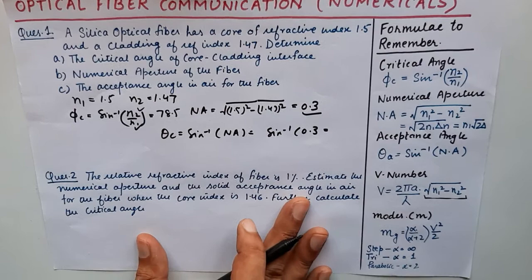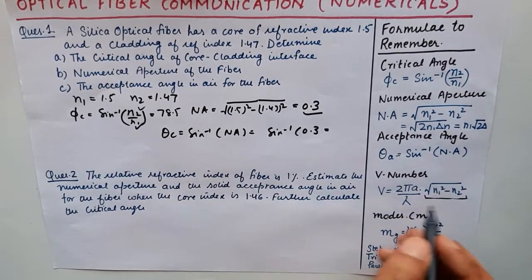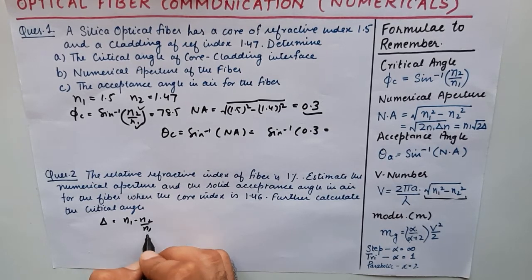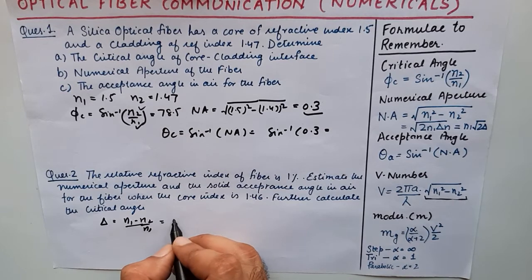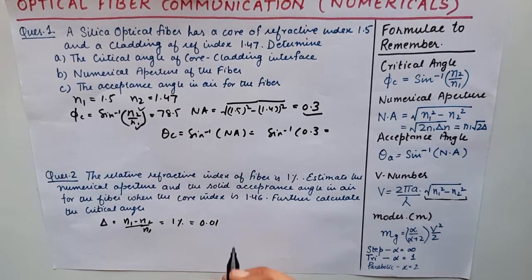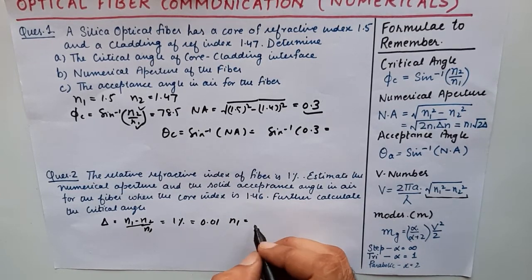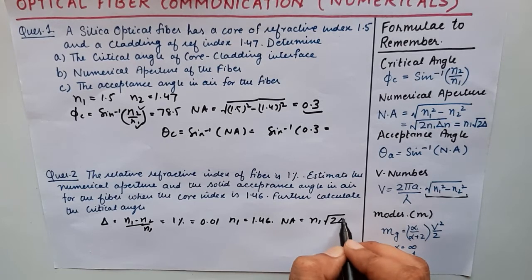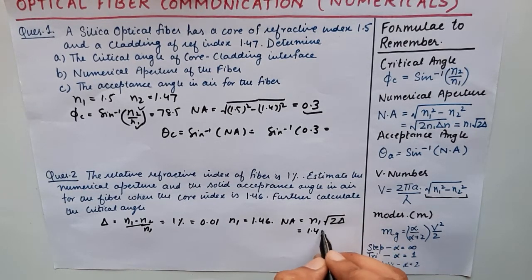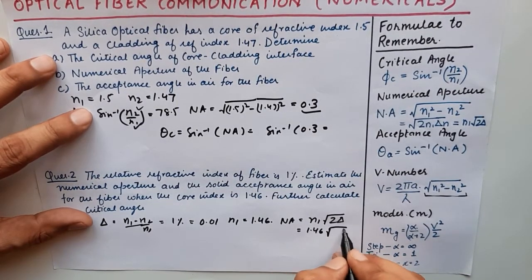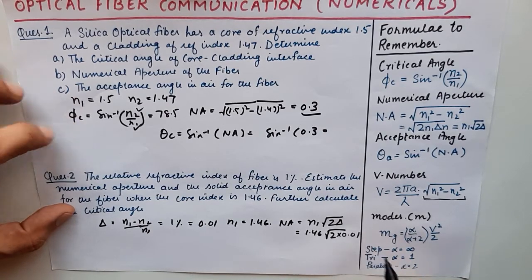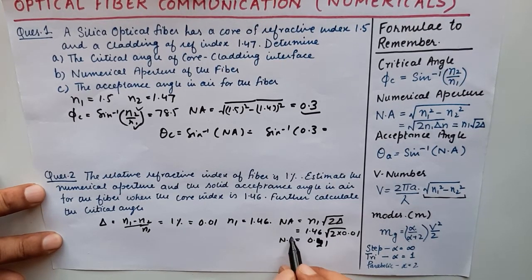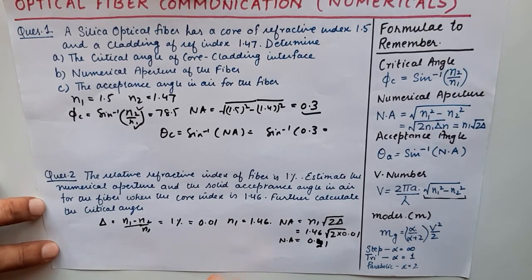Alright, now let's get to the next question. In the next question, the relative refractive index, the delta, is given, which I also mentioned is n1 minus n2 upon n1. So this is given to be 1%, or equivalent to 0.01. n1 is given to be 1.46. So if you wish to calculate numerical aperture, one formula is n1 into the square root of 2 delta, and putting the values here, 1.46 into 2 into 0.01, I get 0.21. So this is the numerical aperture.